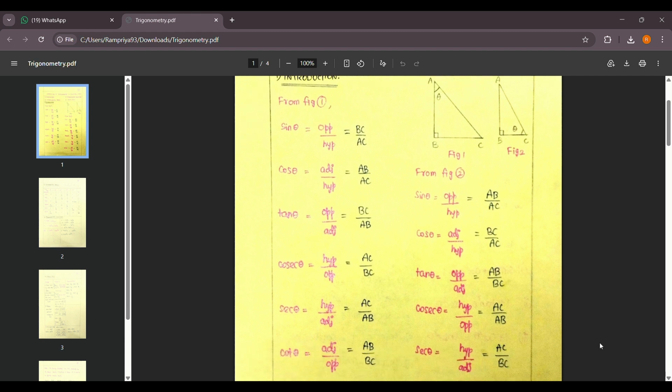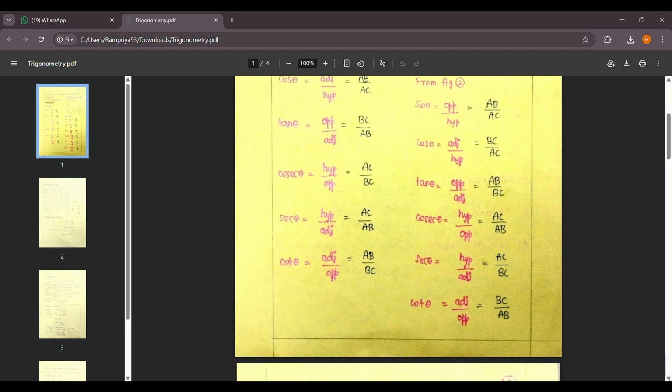Here if you see figure 2, it is the same thing but the values change. Sin theta formula doesn't change. Sin theta is opposite side by hypotenuse. Here the opposite of theta is AB. So AB by AC. Cos theta is BC by AC, adjacent side by hypotenuse. Tan is opposite by adjacent, AB by BC, and cosecant is AC by AB, the reciprocal of sine, secant, the reciprocal of cos, is AC by BC, and cot, the reciprocal of tan, is BC by AB. So these are the basic ratios which you guys have to know for solving questions in trigonometry.